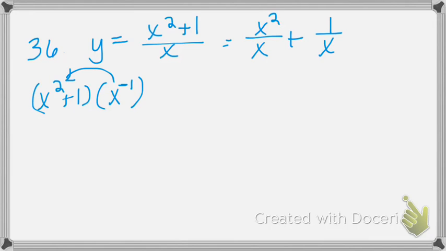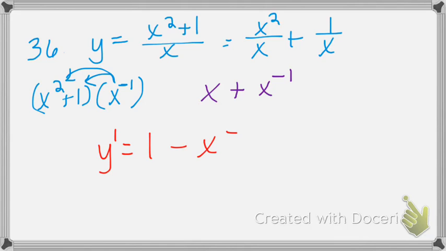So then you would do that times that, that times that. Either way, whether you divide it or bring it up and multiply it, it's the same. You still would get x plus x to the negative 1. So once you find the derivative would be 1 minus x to the negative 2.